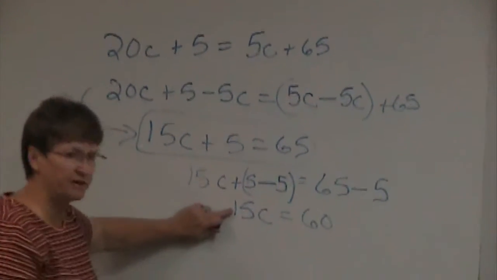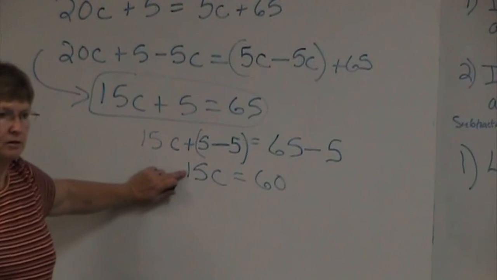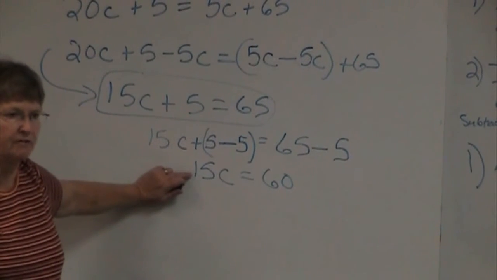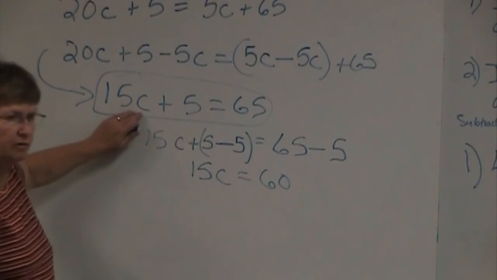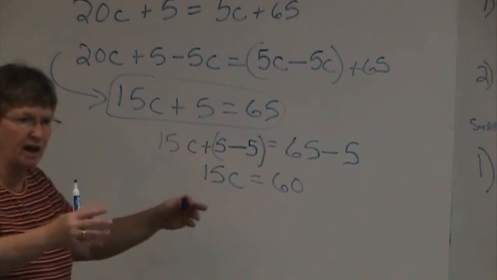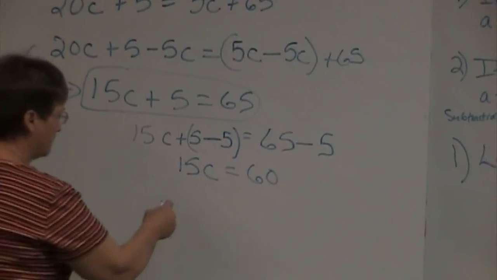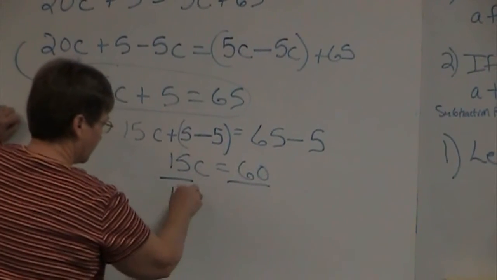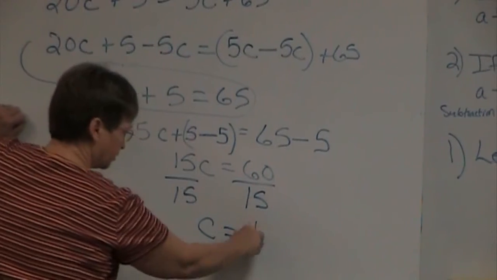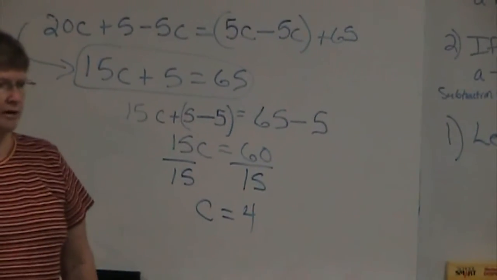Do you remember when this was a given? Yep. Alex, you remember when this was a given? Wyatt? This used to be our given, didn't it? This used to be our given. Now this is our given. See what they're doing to you? They keep adding terms on. How do we finish, Tanner? You divide 15C by 15 and divide 60 by 15. Answer is 4. Good.